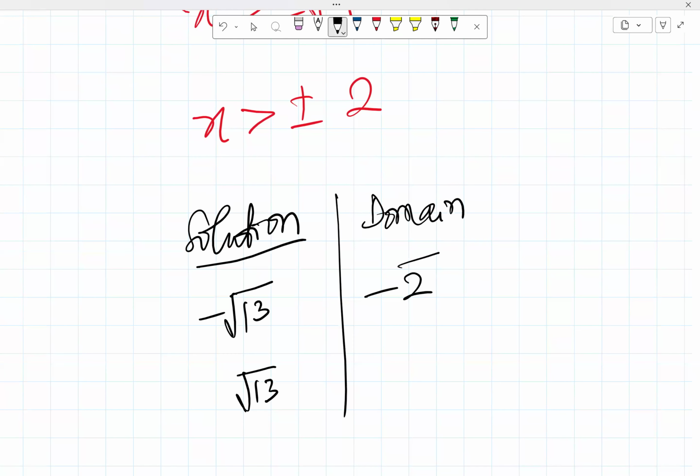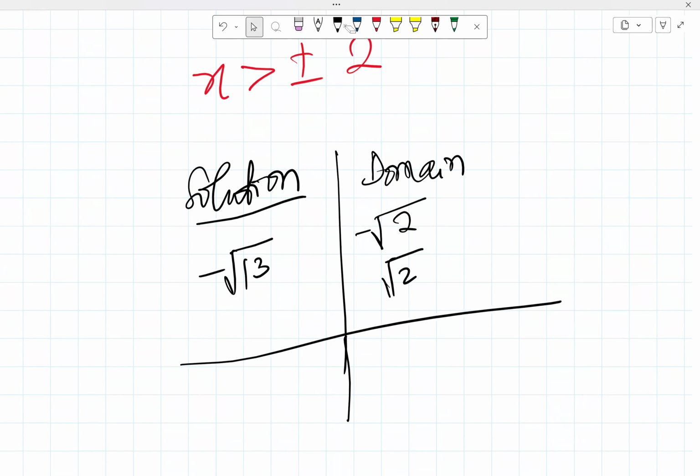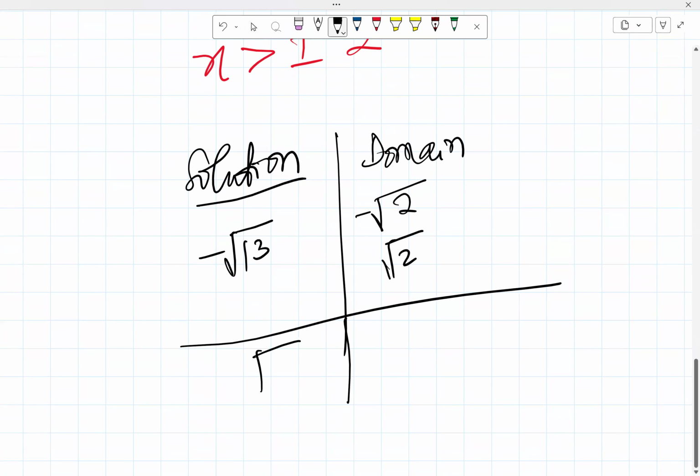Okay? So if you compare both, maybe let's do it this way. Let's put the two together. So we have minus root 2, minus root 2 and plus root 2. So that's one. And then we also have root 13 itself, or the solution, and we also have minus root 2 and root 2.